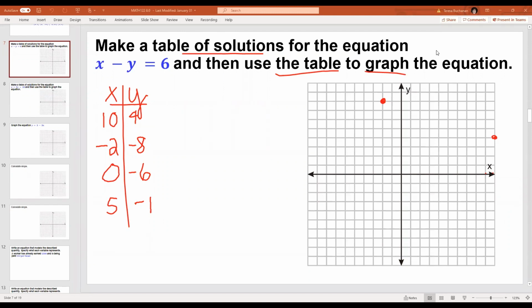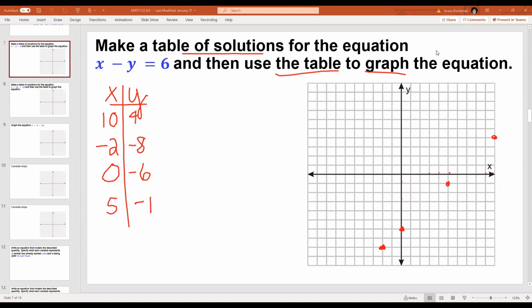Wait, it's negative 8. I'm not even paying attention. Let's try that again. Negative 2, negative 8. Get it right. Negative 2, negative 8. Okay, that's good. 0, negative 6. So 1, 2, 6 right there. And 5, negative 1. So 1, 2, 3, 4, 5 in the x direction, down 1 in the y direction.